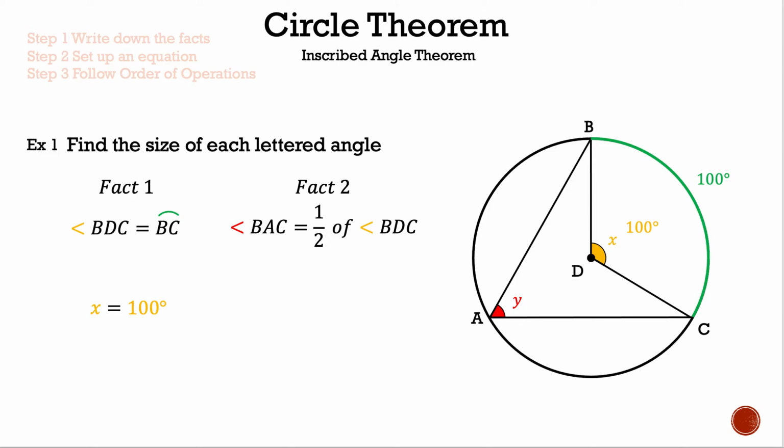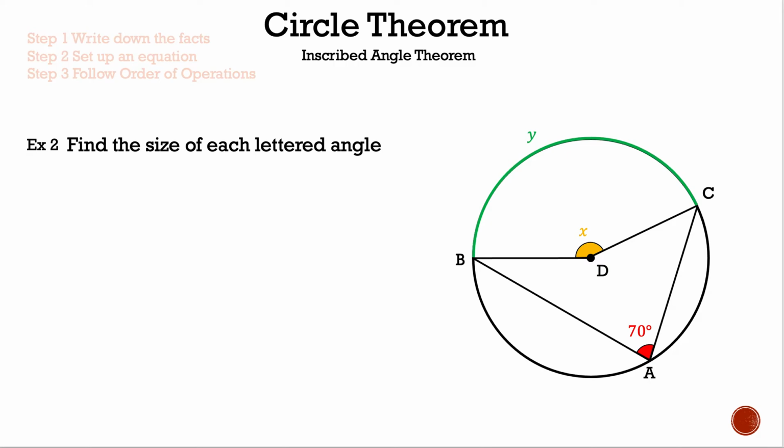And now let's go back to fact 2, where we can substitute y for angle BAC, and now we have y is equal to 1/2 of 100 degrees because x is 100 degrees and so is angle BDC. And half of 100 degrees is 50 degrees, so y is equal to 50 degrees. We have our 2 answers, and we have finished example 1. Now let's move on to example 2.